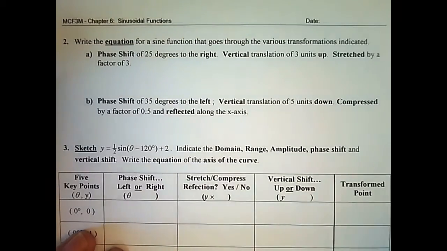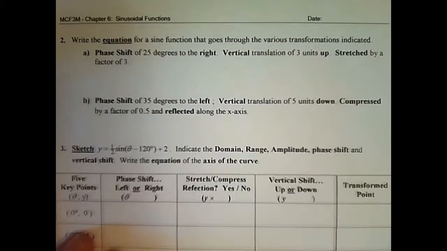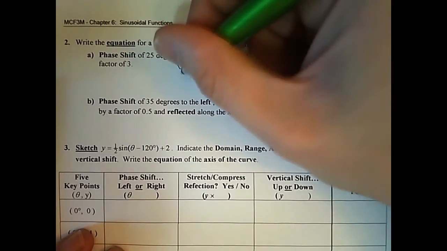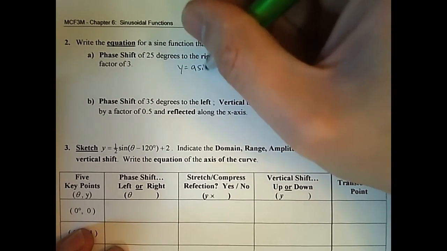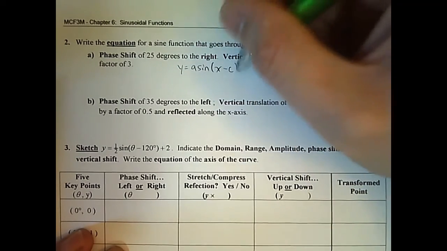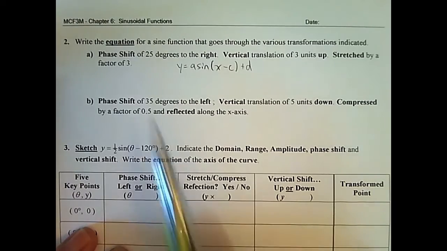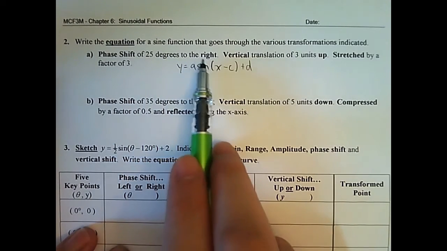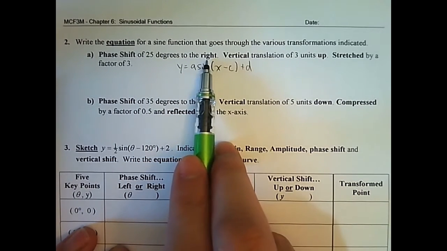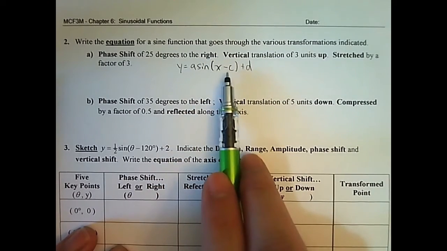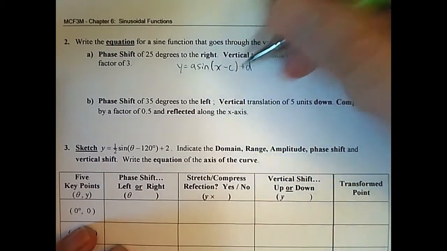For your next example, we're just going to get some descriptions, and then we're going to make the equation. So remember, our equation is like this. And we'll apply all the transformations in for these letters. So a phase shift of 25 degrees to the right. To the right means it has to be a positive value. So if I put a positive value in here, it's going to appear negative.